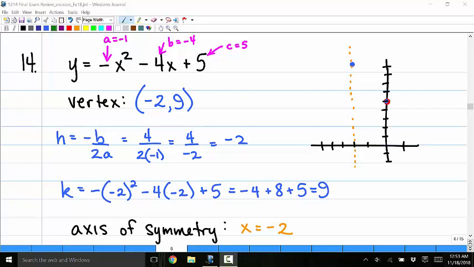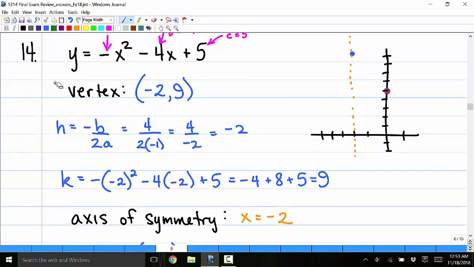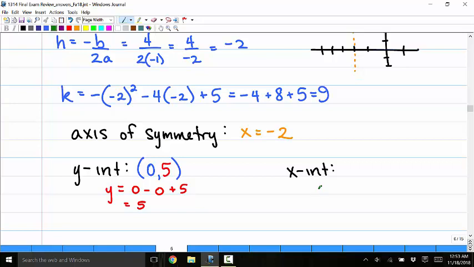Continuing with number 14, finding the x-intercepts. I'm going to set y equal to 0 and solve for x. So I get 0 equals negative x squared minus 4x plus 5. If I multiply both sides by negative 1, I get 0 equals x squared plus 4x minus 5.